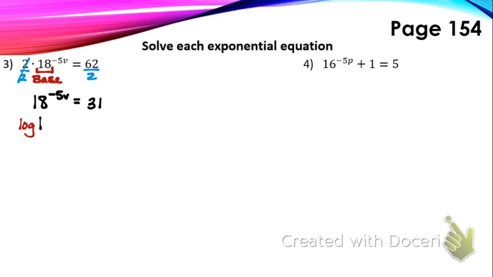So common log of 18 to the power of negative 5v equals common log of 31. Only because it's logged now, what am I allowed to do? Bring the exponent down. That does not work unless it's been logged.